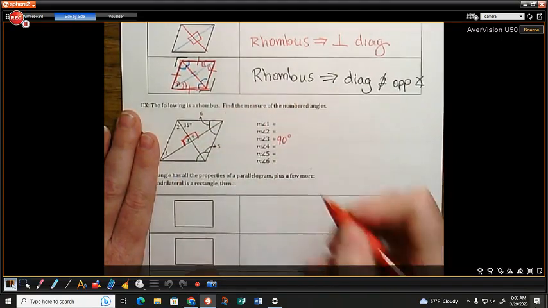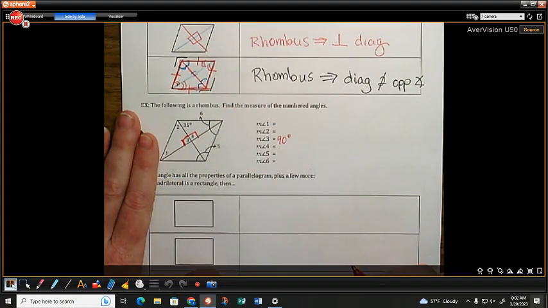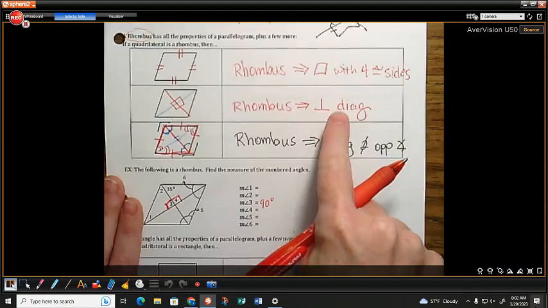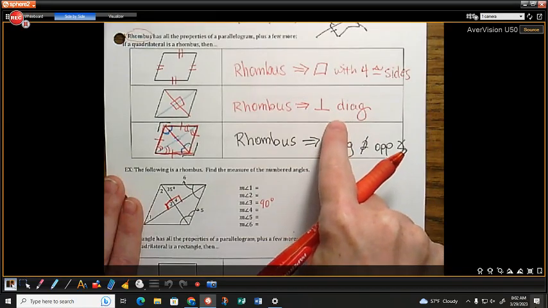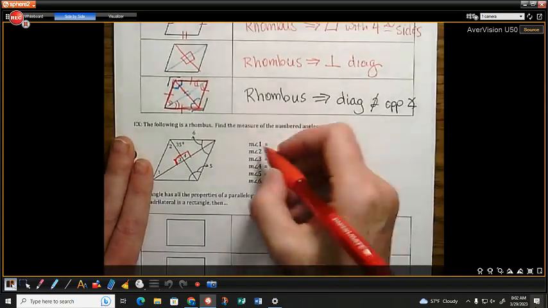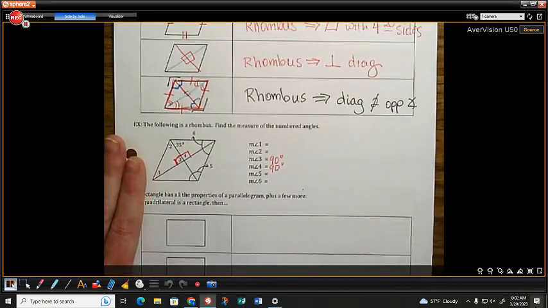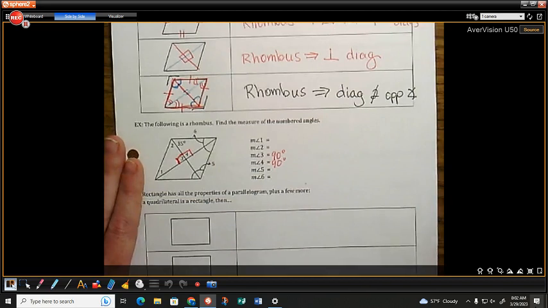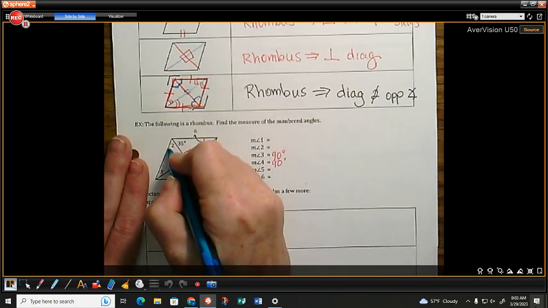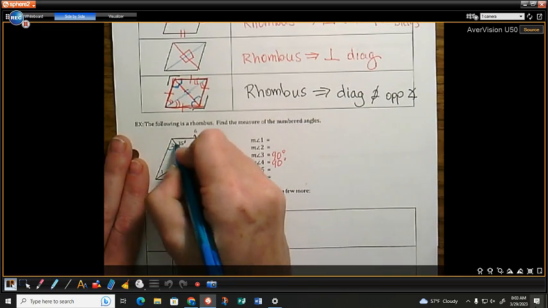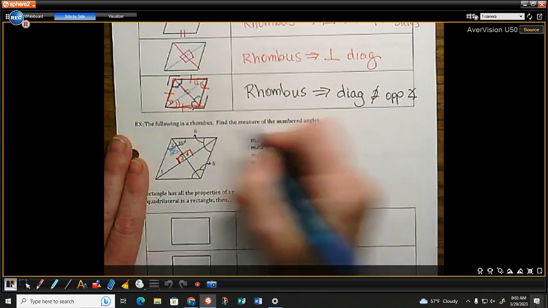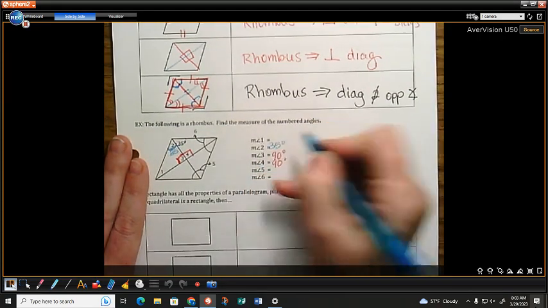Perpendicular diagonals, and perpendicular implies right angles, which imply 90 degrees. Okay, another one. 2 is 35. How do you know 2 is 35? The diagonals bisect opposite angles. Okay.